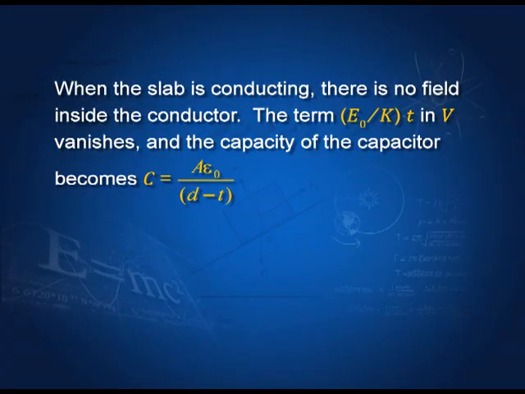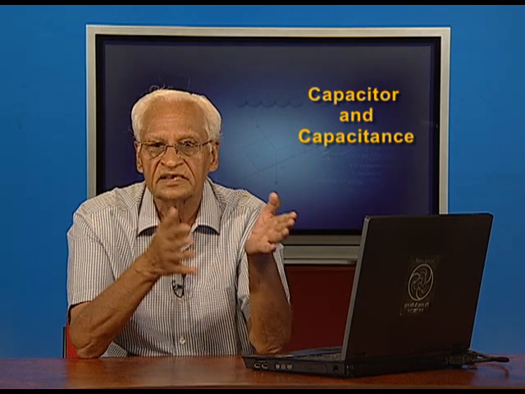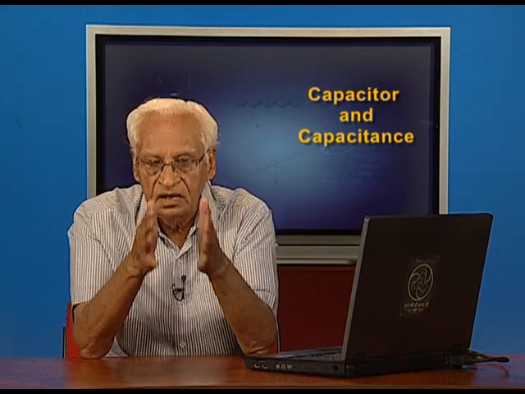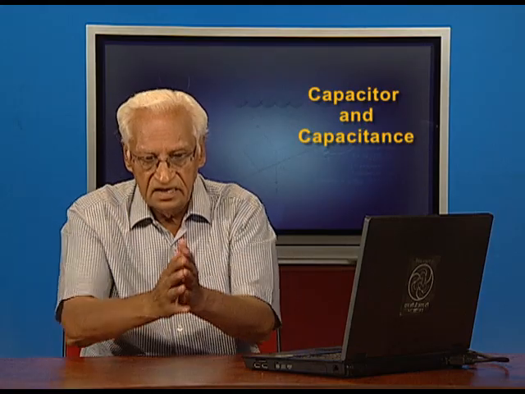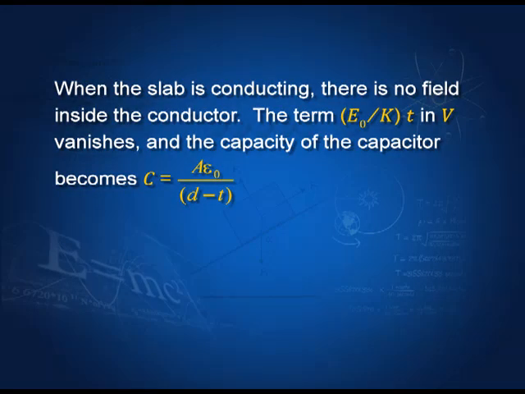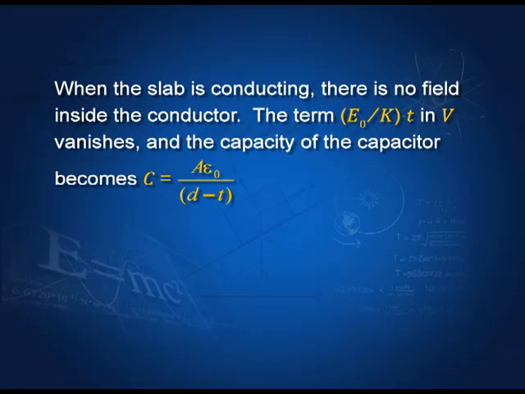And when the slab is conducting, then there is no field inside a conductor. We learnt in the last lecture, in which we discussed the Gauss theorem, that inside the conductor there is no field, and therefore this term t by k vanishes, and we have the capacity equal to A epsilon 0 by d minus t. T by k vanishes because there is no field in this region, because it is a conductor.